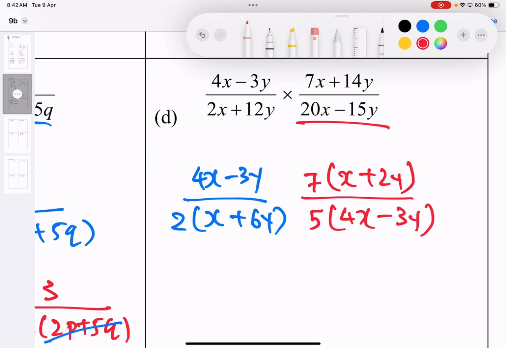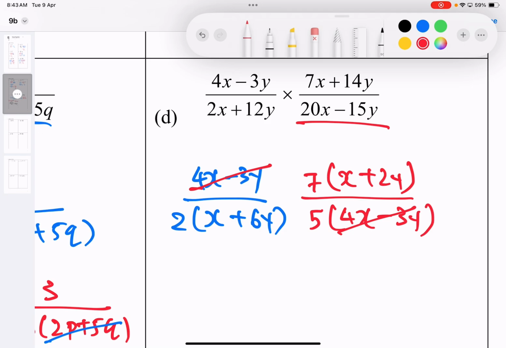Now it's time to cancel. As long as we see that there is the same thing at the top and the same thing at the bottom, we cancel. So let us spot the difference. If you look here, you see that there's a 4x minus 3y, 4x minus 3y. Here is a bit different. Don't be tricked by this one. This one is x plus 6y, this is x plus 2y. So can you cancel? No, you don't cancel for this one.